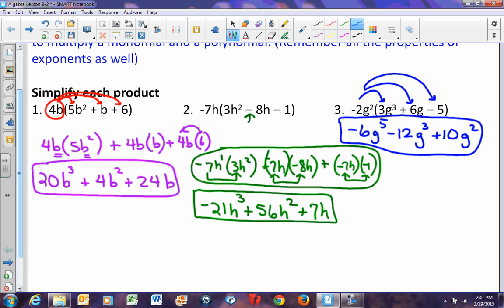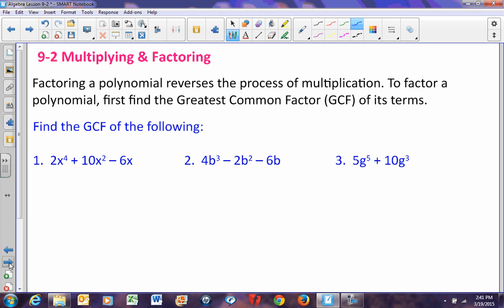So as you can clearly see, to simplify a product of a monomial times a polynomial, you're just going to distribute that monomial all the way through the polynomial, just like you would if there was a constant out there. Now, factoring is the reverse of multiplication. The reverse of multiplying is dividing, and with polynomials, when we divide, we call that factoring. That's just the name they use, because a lot of times you have to find factors of a specific number. To factor a polynomial, first find the greatest common factor of its terms.